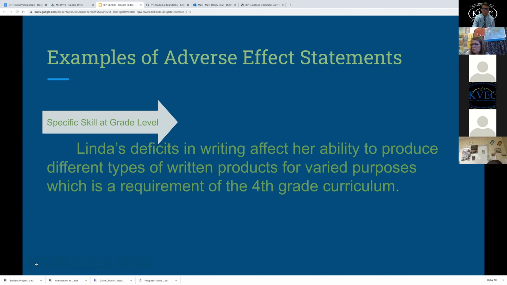And right as on cue, we're at the examples here. So examples of adverse effect statements. We're looking at a specific skill at a grade level. Linda's deficits in writing affect her ability to produce different types of written products for varied purposes, which is a requirement of the 4th grade curriculum.